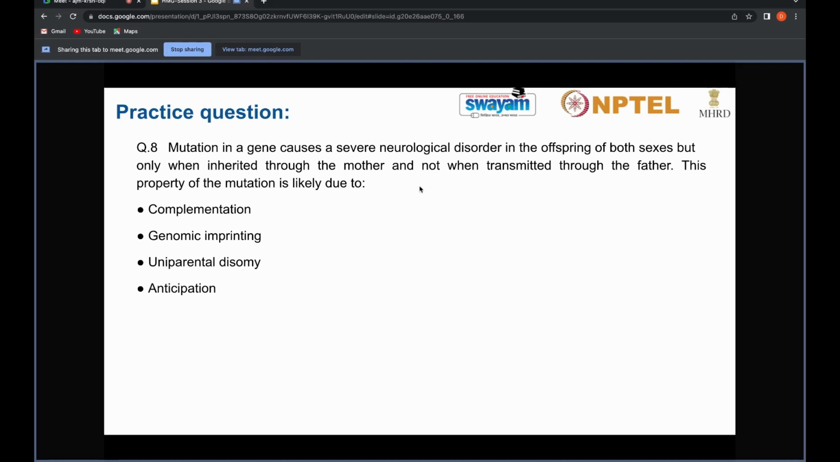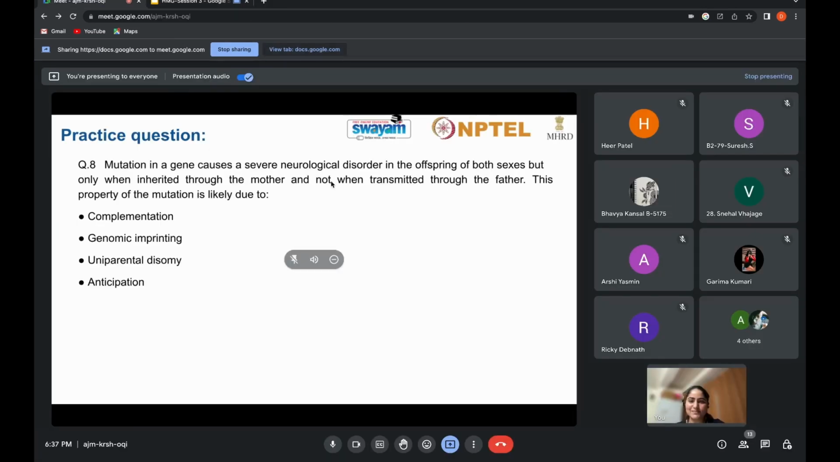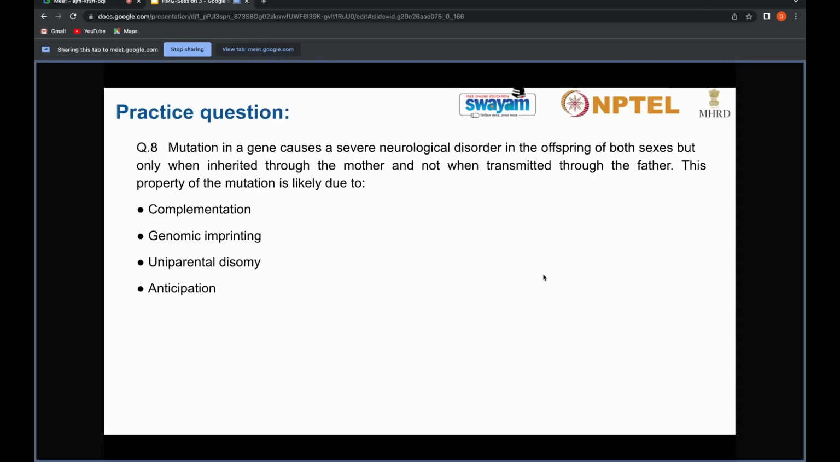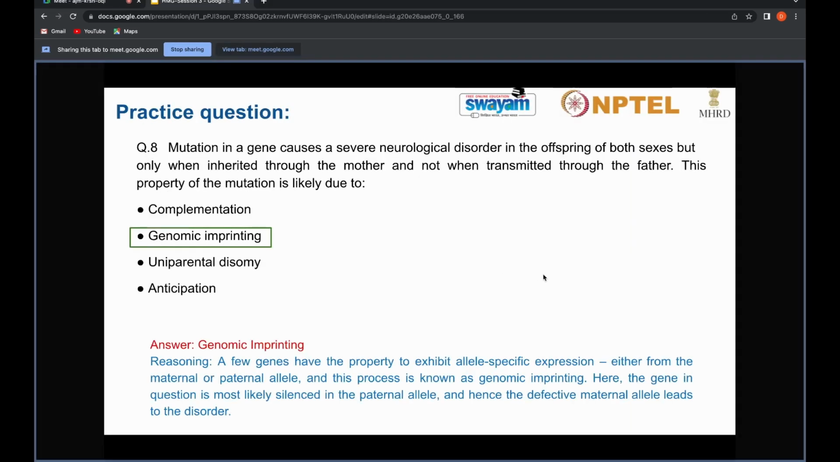Ma'am, it's genomic imprinting. Okay. Genomic imprinting, right. So the correct answer will be genomic imprinting and not the uniparental disomy. Although uniparental disomy is observed as a result of genomic imprinting, this phenomenon is referred to as genomic imprinting, in which, for example, you can see here the reasoning.